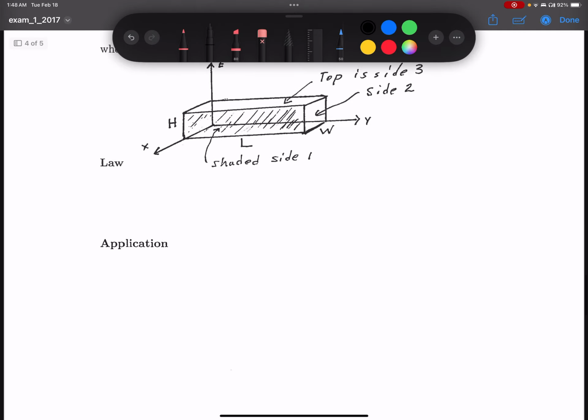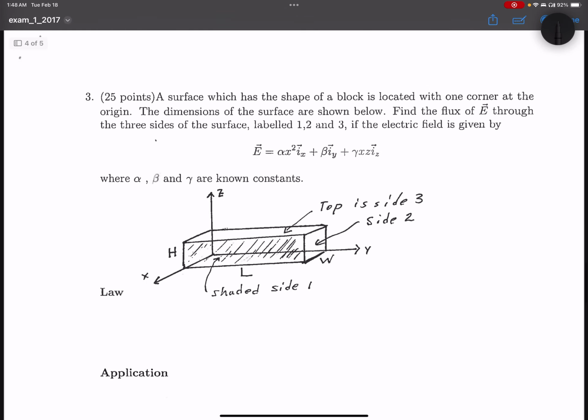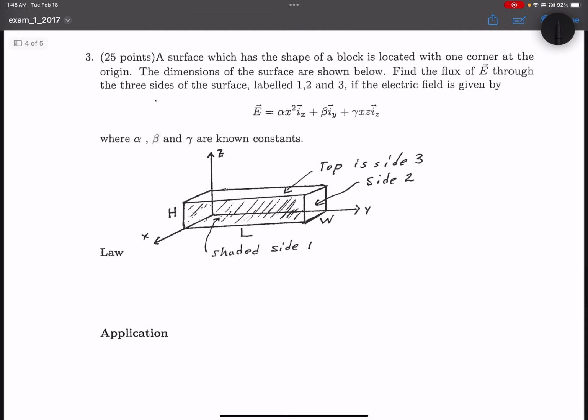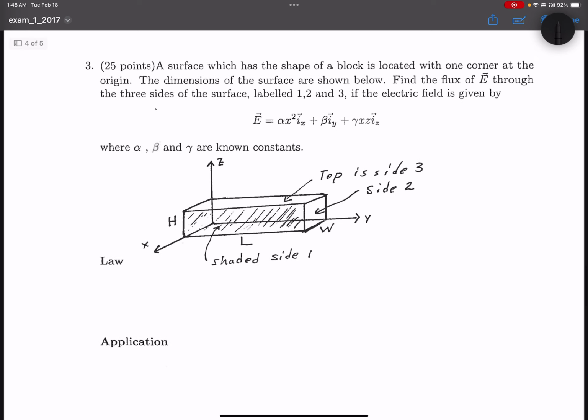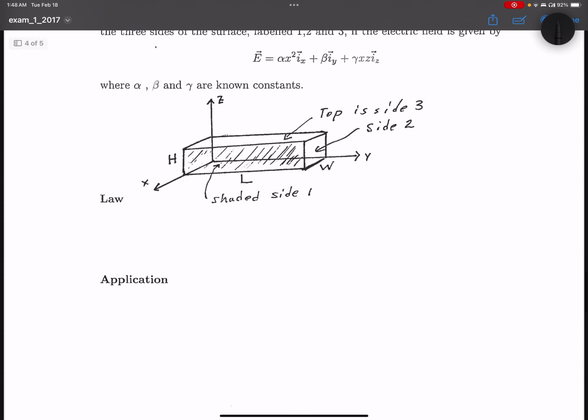But we'll move on. So we've got a flux question here. And also the last question is actually pretty good to go through. So a surface which has the shape of a block is located with one corner at the origin. The dimensions of the surface are shown below. Find the flux of E through the three sides of the surface, labeled 1, 2, and 3, if the electric field is given by that. Okay, so this isn't too bad. Flux is given by the surface integral of the electric field through a point over a surface.